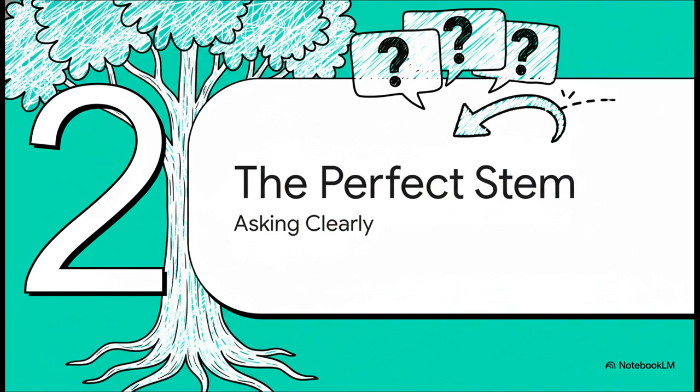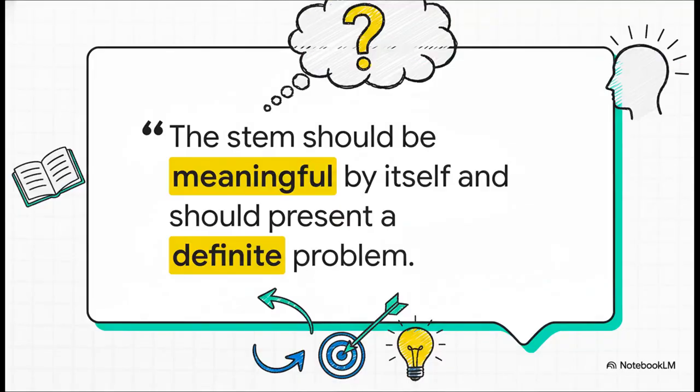We're going to look at how to write a question that is perfectly clear, fair, and gets straight to the point. So here's the absolute acid test for a good stem. You should be able to read the question and know exactly what's being asked, maybe even have an answer in your head before you even look at the options. If you have to read the answers just to figure out what the question means, that stem has already failed.